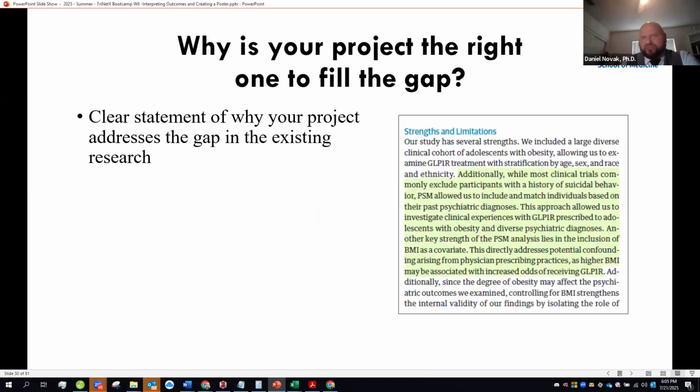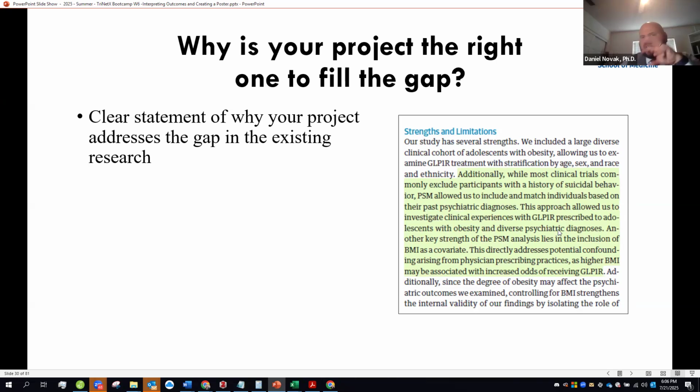That's really important to be able to make, and to have done a good enough literature review to be able to make that claim properly. Finally, why is your project the right one to fill the gap? Well, a clear statement of why your project addresses the gap in the existing research is usually going to come towards the end with the strengths and limitations. So they say, additionally, while most clinical trials commonly exclude participants with a history of suicidal behavior, PSM allows us to include and match individuals based on their past psychiatric diagnoses. This approach allowed us to investigate clinical experiences with GLP-1R prescribed to adolescents with obesity and diverse psychiatric diagnoses.